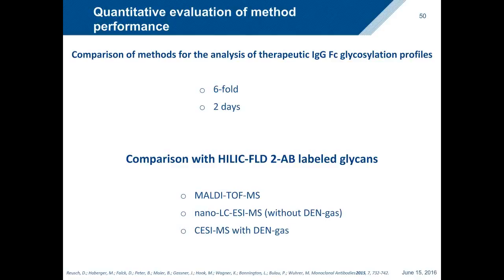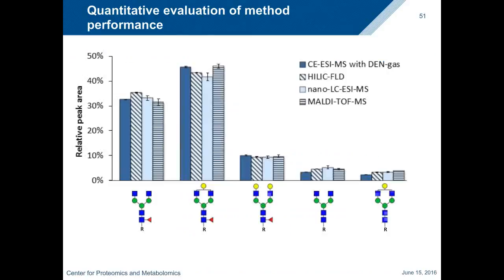But we also want to validate it against other analytical platforms, and we took the gold standard, HILIC fluorescence of 2-AB labeled glycans. And what we did, we analyzed the sample 6 times on 2 days, and then also compared to MALDI-MS and nano-LC-MS. And this was the result. So again, the biopharmaceutical monoclonal antibody. And dependent on the method, we saw glycans or glycopeptides, but just looking at the 5 most abundant glycans or glycopeptides, we really observed similar relative ratios.